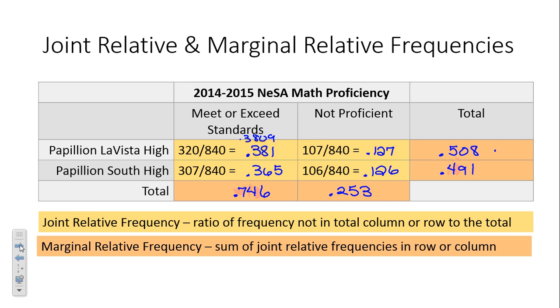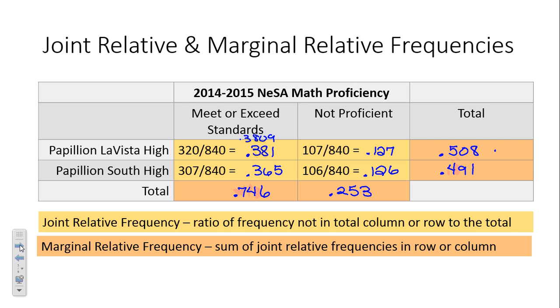I'm sorry. Nope, that would be down here. So this is not proficient and proficient together in this row. Right. So 50.8% of the students tested were from our school. About even, aren't they? They're pretty close to half and half because we have a pretty balanced number of students.